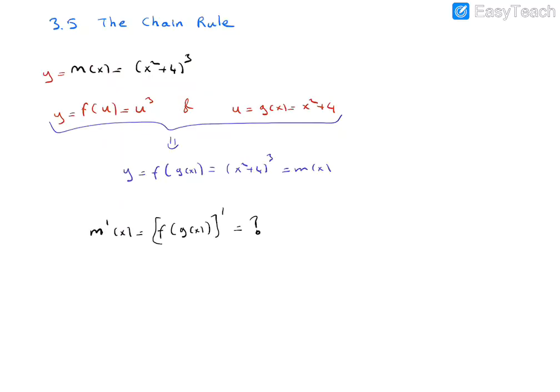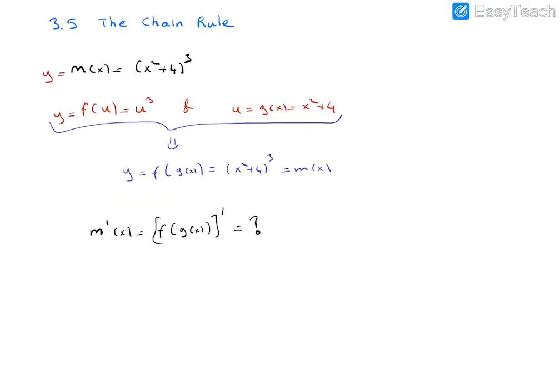Now we can turn back to our problem, this one. For this function, you can calculate the derivative by expanding the polynomial m of x equals x squared plus 4, all cubed. You can calculate this way: x squared cubed plus 3 times x squared times 4 plus 3 times x squared times 4 squared plus 4 cubed. So this is the equivalent.